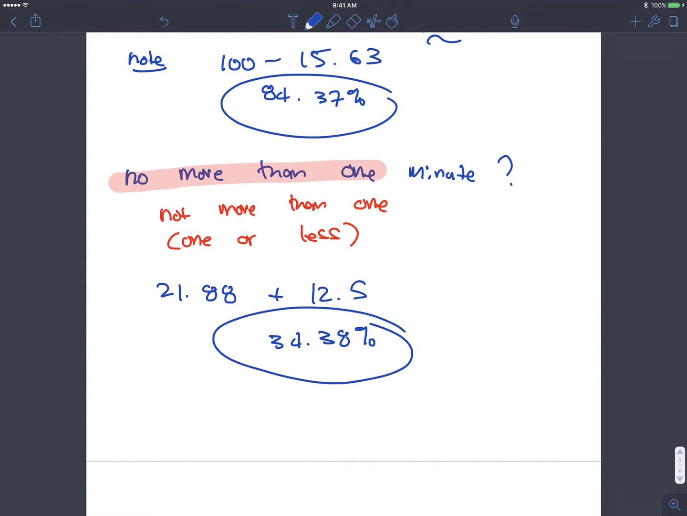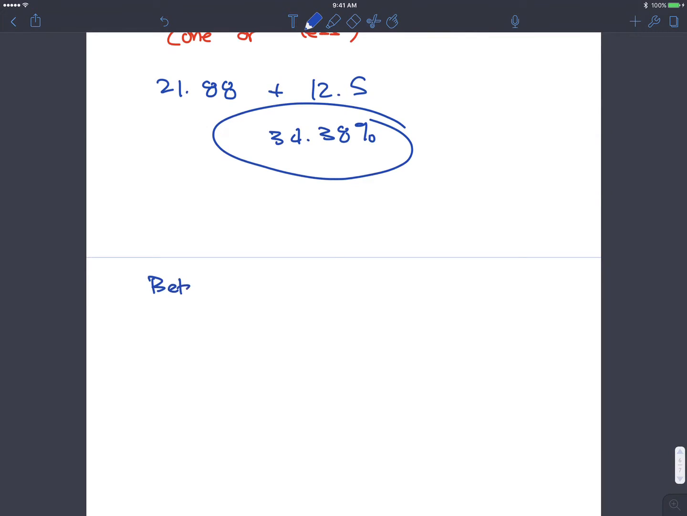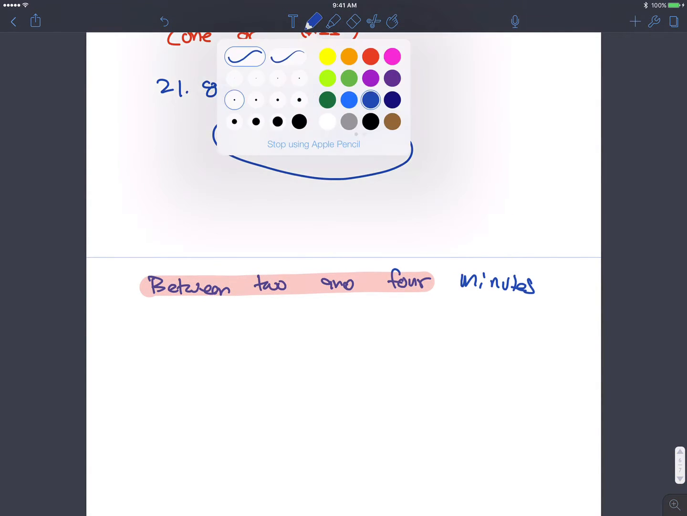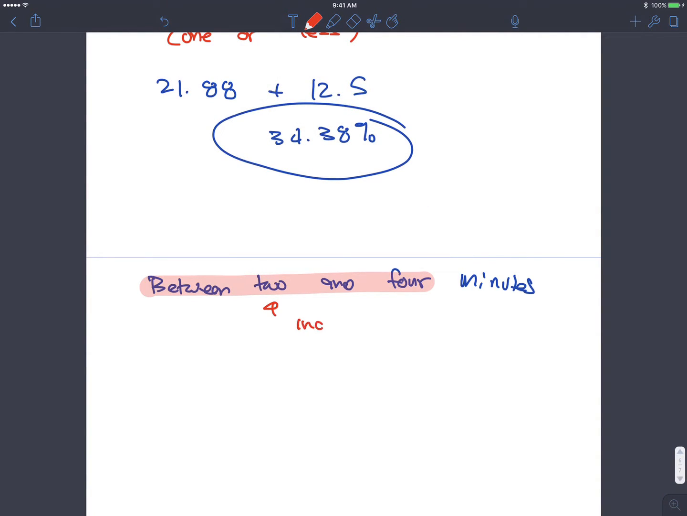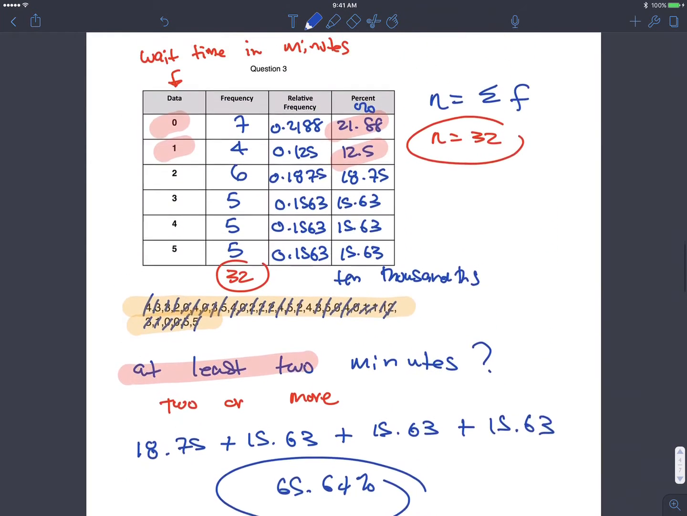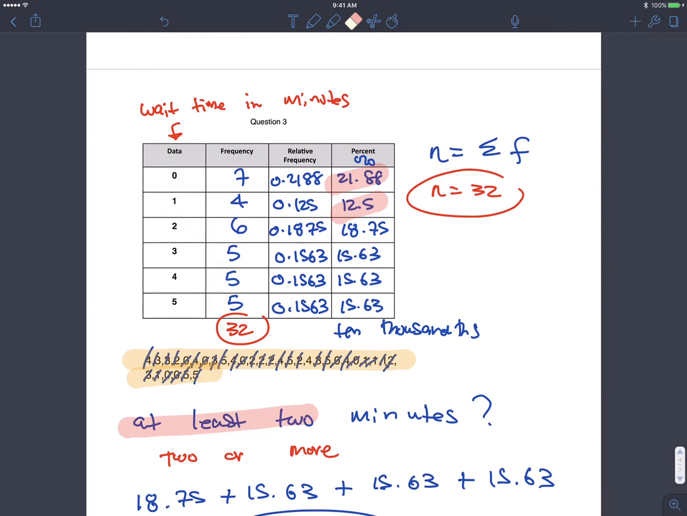What percent of the sample waited between 2 and 4 minutes? Now, again, the key is between 2 and 4, and let's remember that they mean to include, inclusive, 2 and 4. So we go back to include 2 and 4. To be inclusive, 2, 3, and 4.